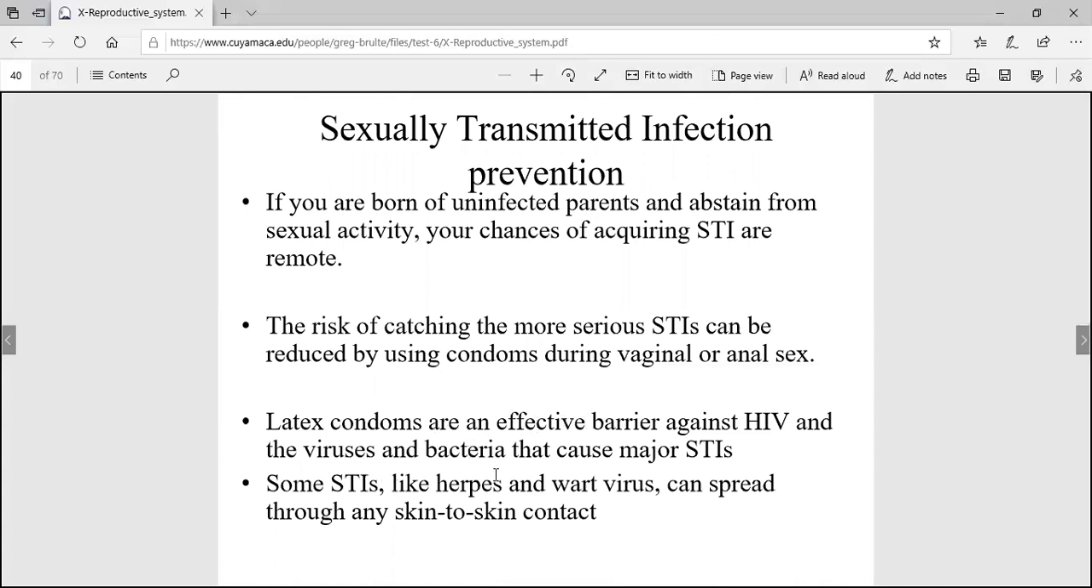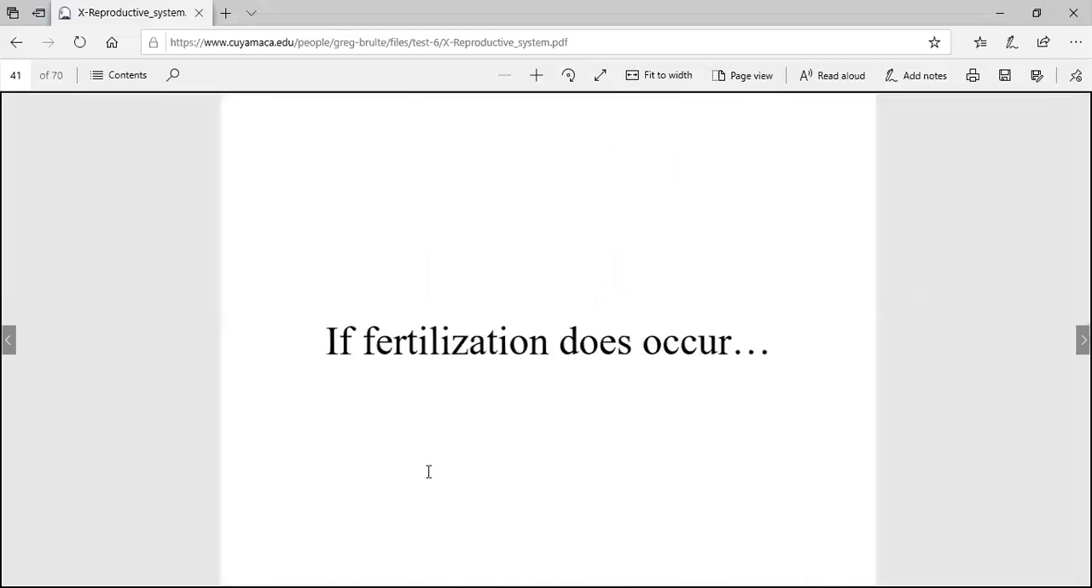Some STIs like herpes and the human papilloma virus spread by skin to skin contact, so like that wart virus. There's a lot of different human papilloma viruses, and some of those are implicated in cervical cancer, oral cancer, anal cancer, esophageal cancer. So do your own research on that, but a condom is not going to be an effective barrier to those as a general rule.